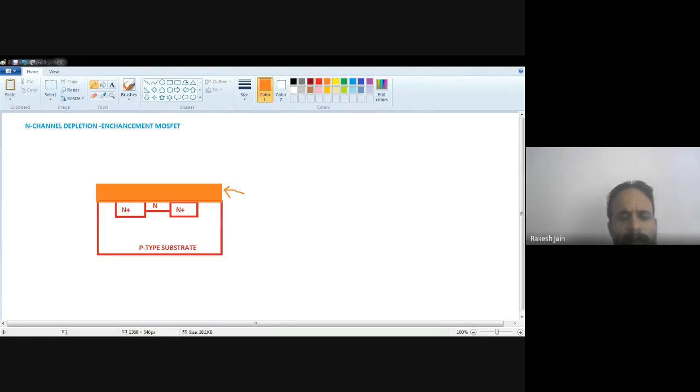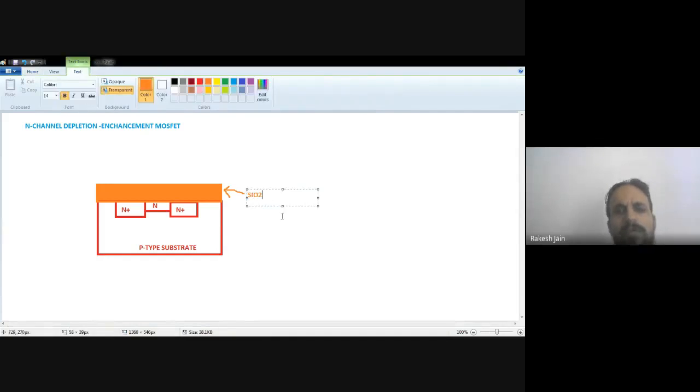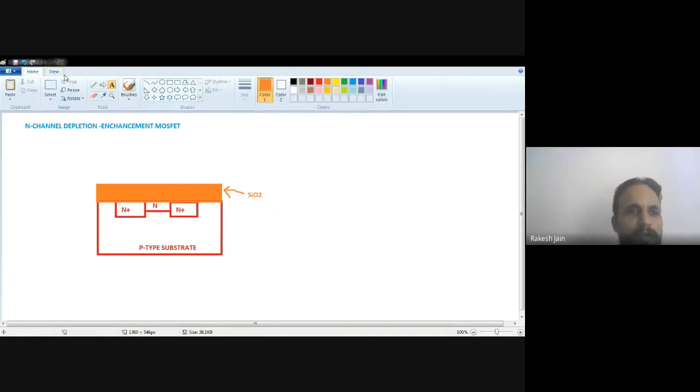So this is silicon dioxide, which behaves as a perfect insulator. After that, we have to take out the terminals. To take out the terminals, aluminum metallization will be there. So I just draw the aluminum metallization over here. Now see the aluminum metallization very carefully.